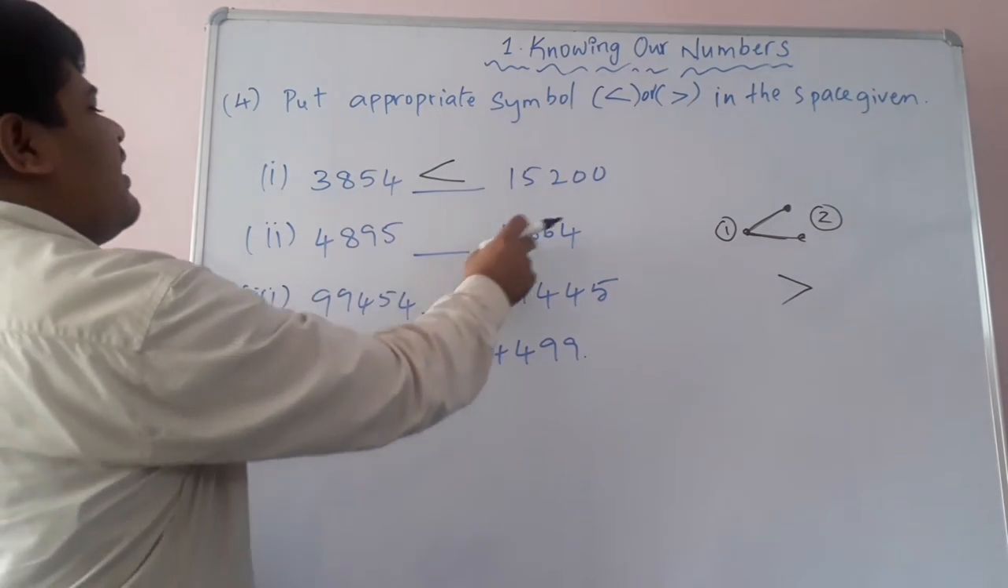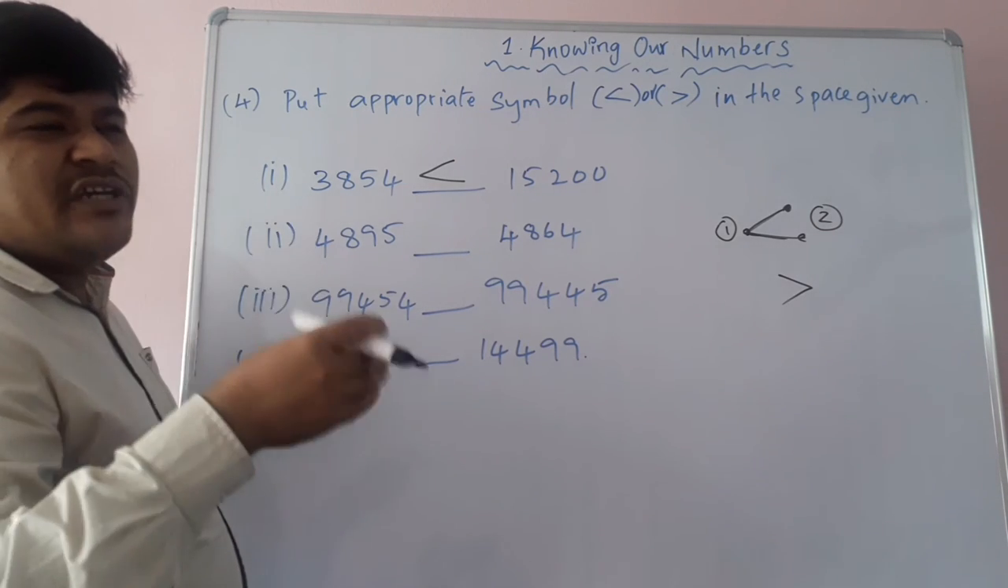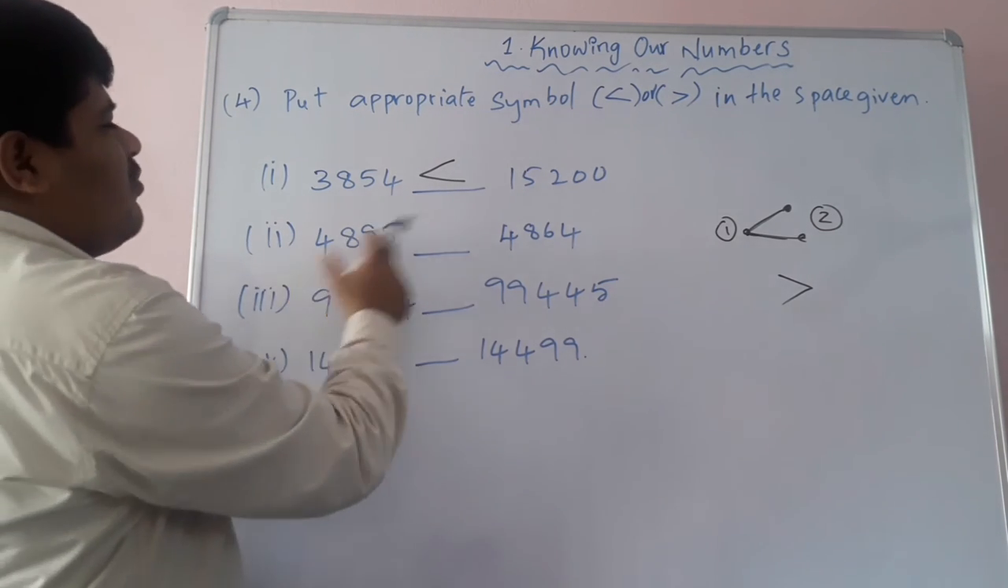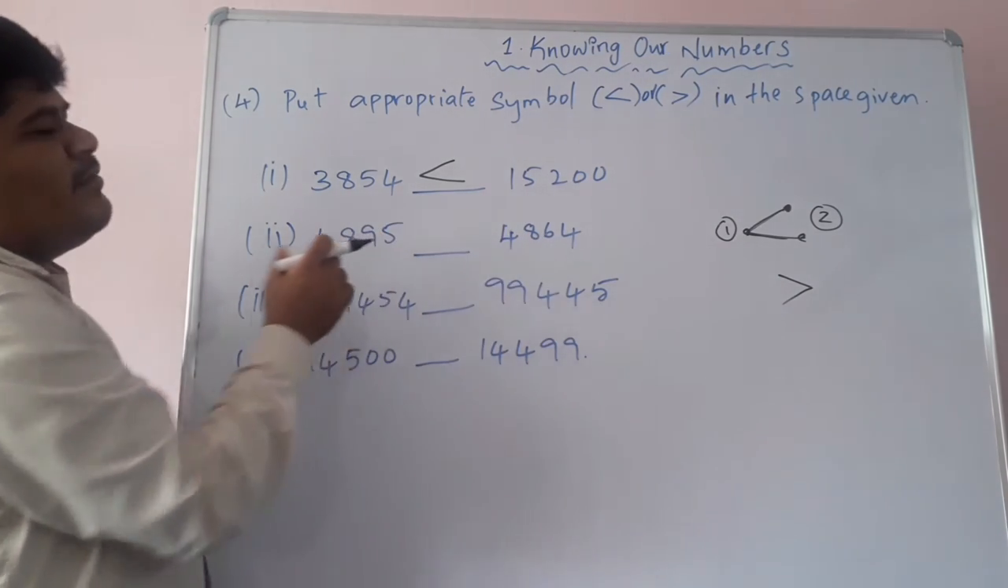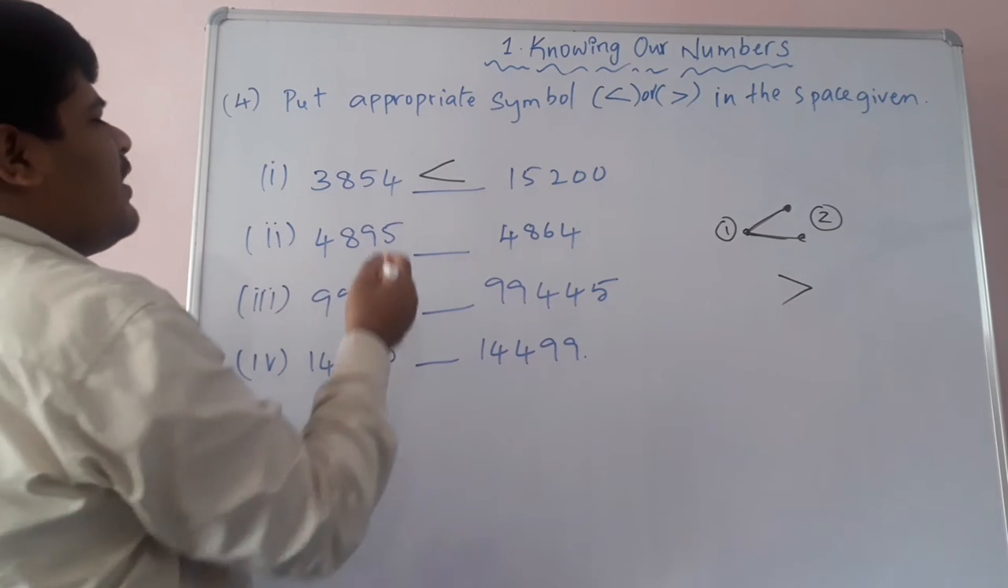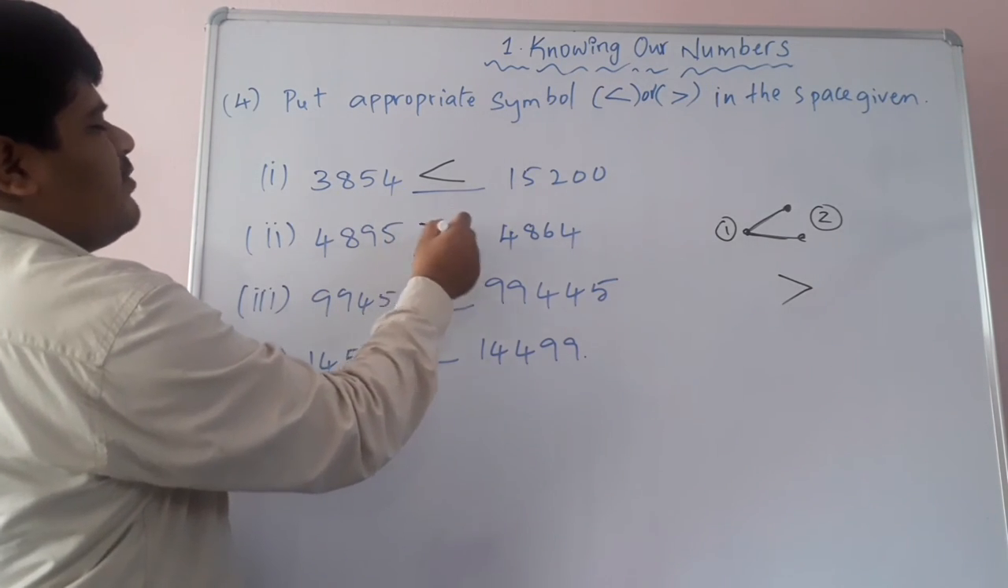4,895, 4,864. Both are having an equal number of digits. In this case, we have to check each and every digit from the beginning. 4, 4; 8, 8; 9, 6. 9 is the big number. So the first number is bigger or greater than the second number. So on this side 2 endpoints should be there. Okay, like this symbol we have to use.